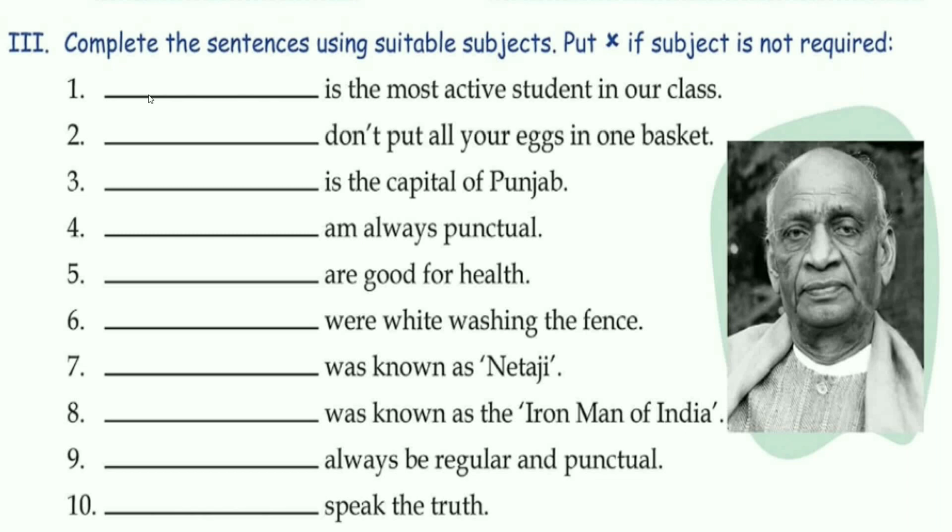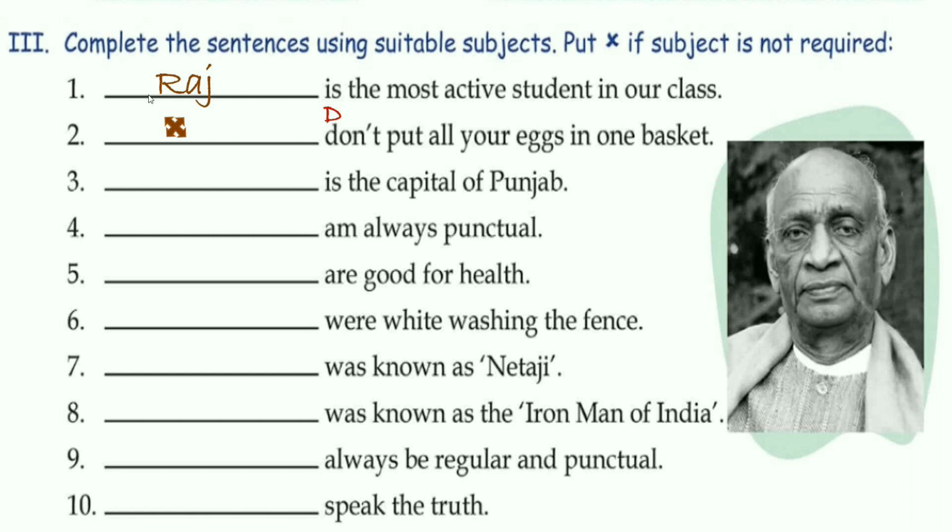Children, you can write any name, even your own name. So Raj is the most active student in our class. Number 2. Dash. Don't put all your eggs in one basket. Children, we can write here 'you', but as you know, in an imperative sentence we avoid writing 'you'. So just put a cross mark and write D in capital letter.